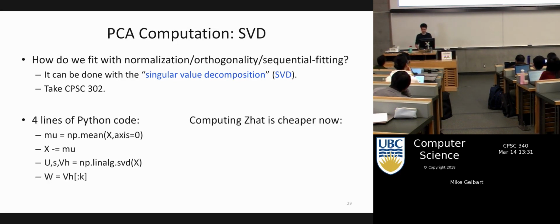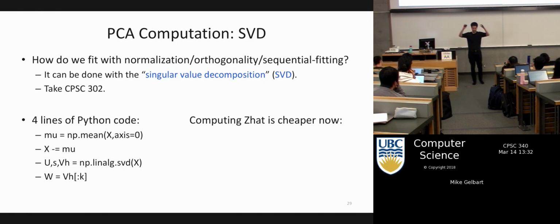As far as doing this in Python, here's the whole thing. I compute the means of each column. I subtract them. As you may have noticed by now, NumPy does this funny thing called broadcasting, where I'm taking x, which is an n by d matrix, subtracting mu, which is a one-dimensional thing of size d, but it'll subtract that from each row of x for you. And then I can call the SVD, and I just take the last thing that comes out of it.